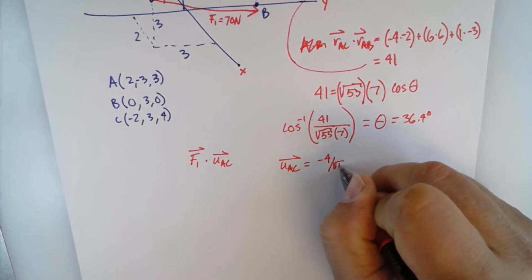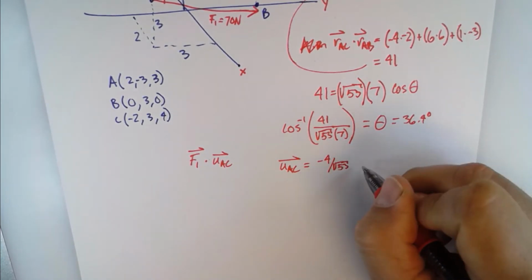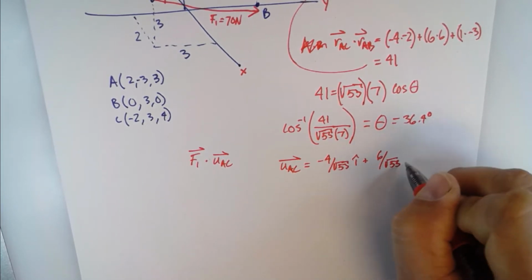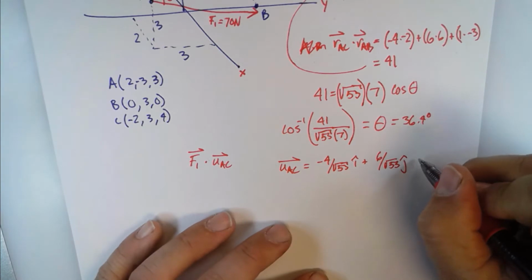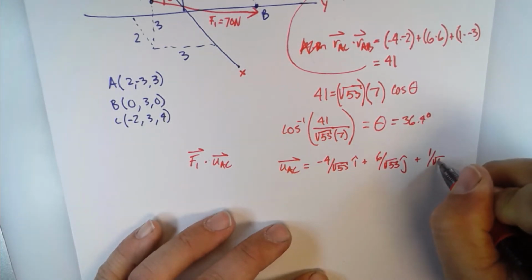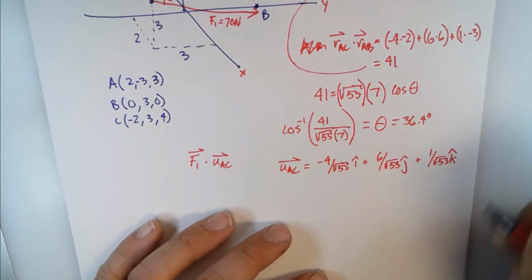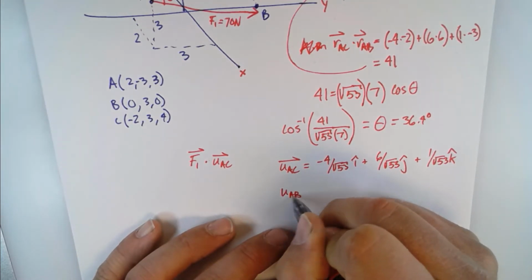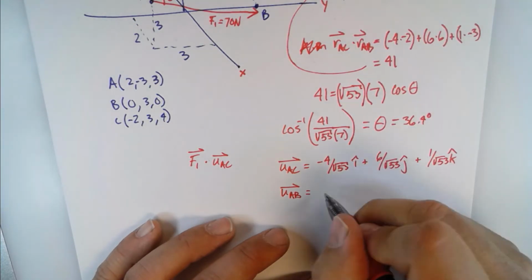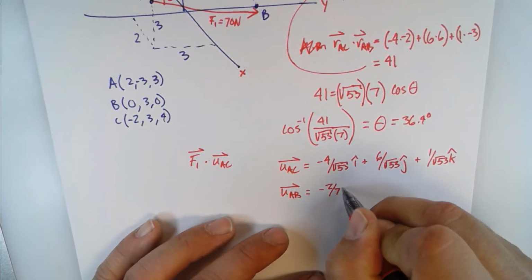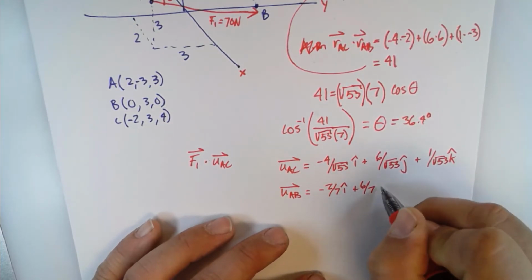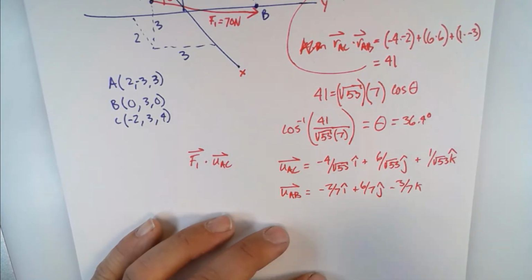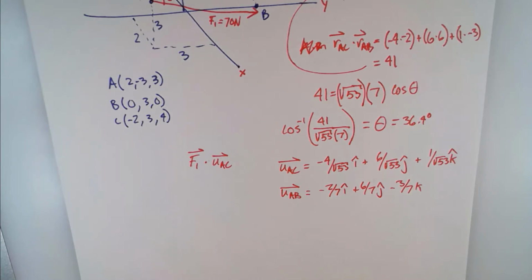UAC is going to be negative 4 over root 53 i hat plus 6 over root 53 j hat plus 1 over root 53 k hat. UAB is going to be negative 2/7 i hat plus 6/7 j hat minus 3/7 k hat.